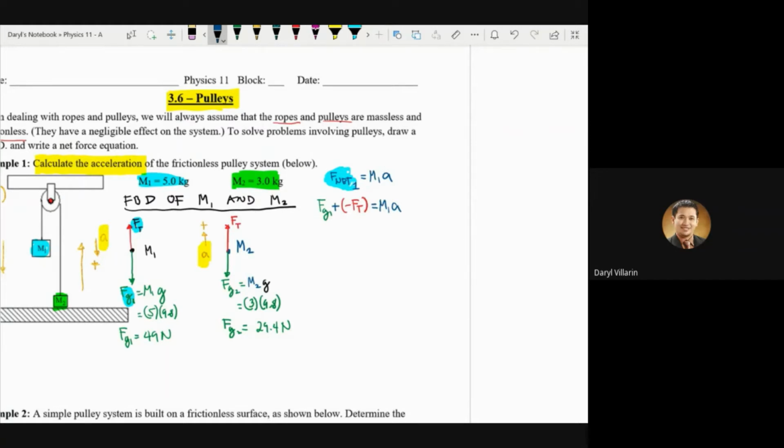So now, if we're going to substitute the things that we know, well, we know what is our Fg1. So therefore, we can substitute that one here. That's 49, but plus the negative of Ft. Okay? M1 is also given. It's given by 5. So I can substitute that one. So this is 5A. Okay? So Fg1, I know the value, that's 49.